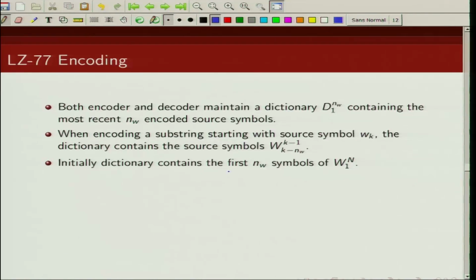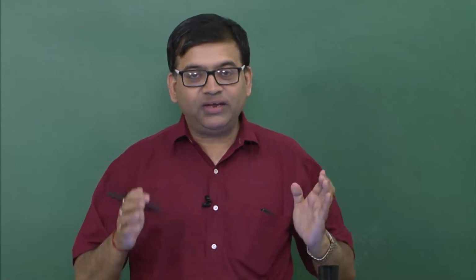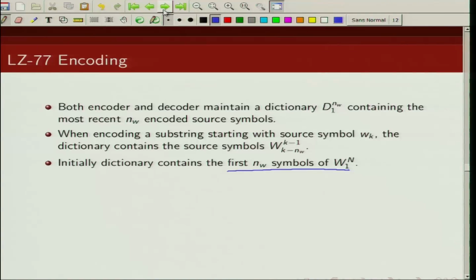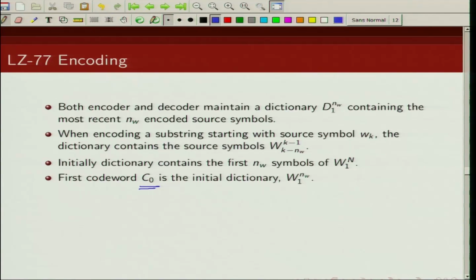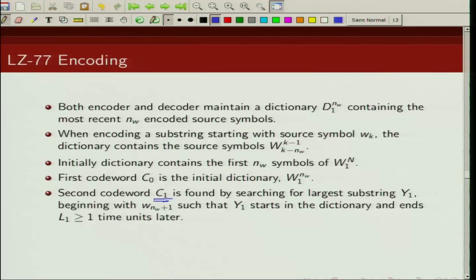Initially, the first N_W symbols of the sequence that you want to encode are sent to the decoder. So the decoder is initialized with the first N_W symbols of the string you are trying to encode. The first code word C0 is nothing but the initial N_W contents of the dictionary. Next, the second code word C1 is found by searching for the largest substring Y1 beginning at location N_W plus 1, such that Y1 starts in the dictionary and ends L1 symbols later. Initially, as I said, locations 1 to N_W are my initial N_W symbols, and they are in the dictionary.